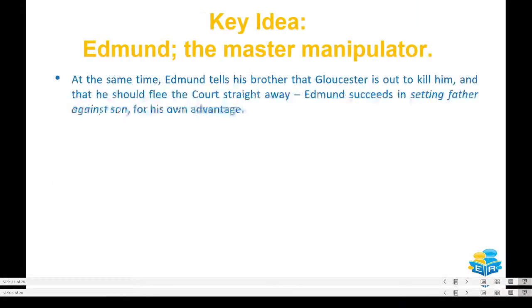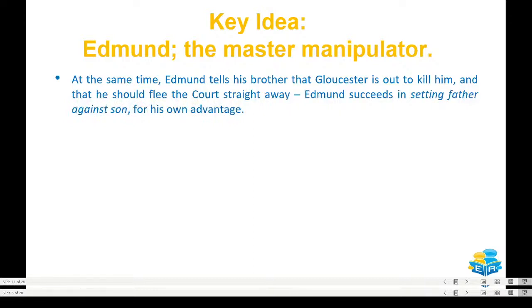So, this key idea then: Edmund, like I said, is the villain. He's the master manipulator. At the same time, Edmund tells his brother that Gloucester is out to kill him and that he should flee the court straight away. So here again, it's that idea of the natural order being disrupted. Edmund's villainy succeeds again in setting father against son for his own advantage. So there is a complete disruption to the natural family order.